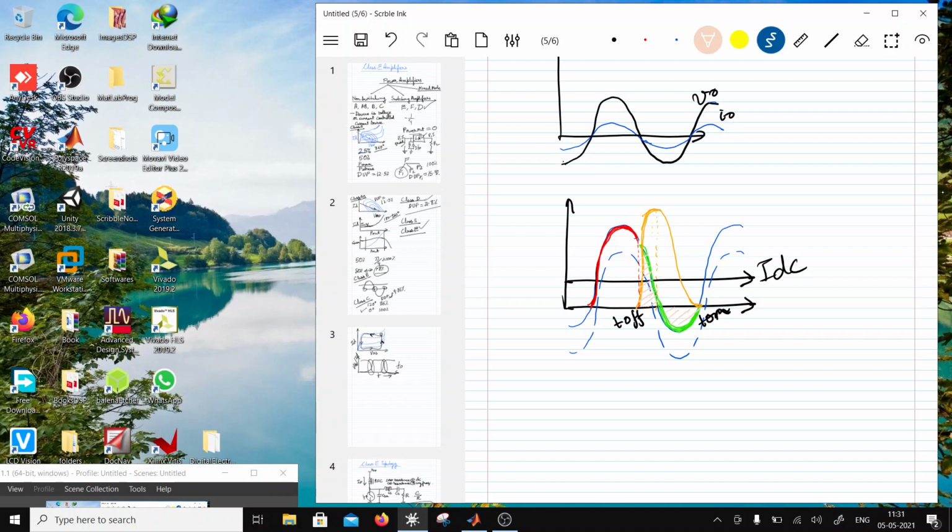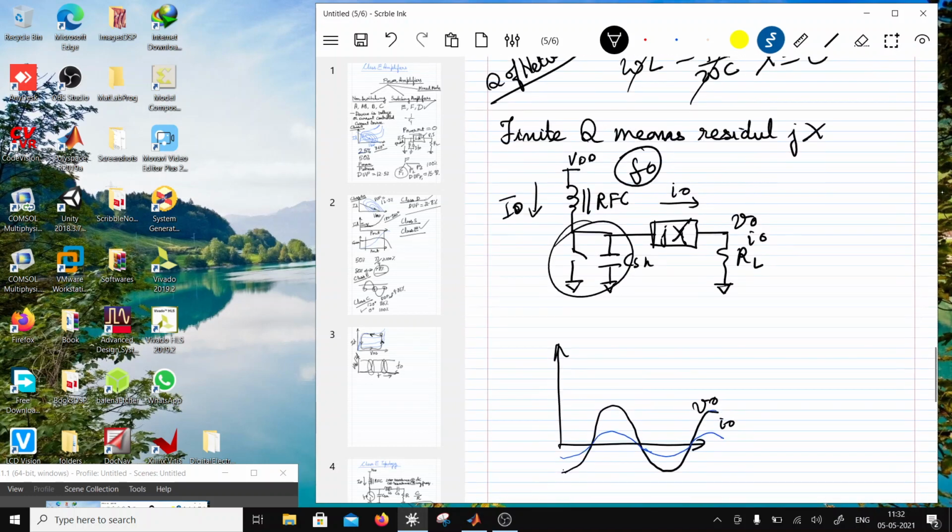And notice that the current is also 0. Simultaneously, at this T on, the voltage across the capacitor, VSH, is equal to 0, and the current through the capacitor is also 0. So now when you turn on this switch, the capacitor has 0 energy stored, right?